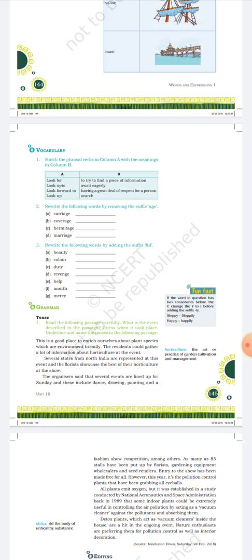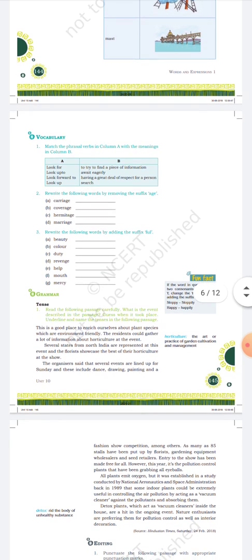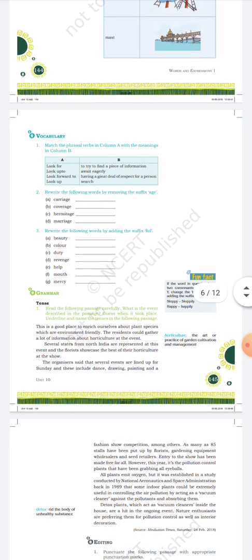Then rewrite the following words by removing the suffix age. Okay, so after removing the suffix age, we have to write the word, like carriage. So the word will be carry, and likewise we have to answer the question. Next, number 3, rewrite the following words by adding the suffix full. So as we know, the first answer will be beautiful, then colorful, and you have to answer in this manner.